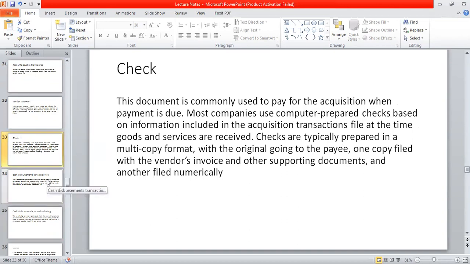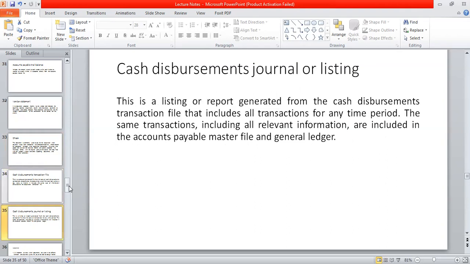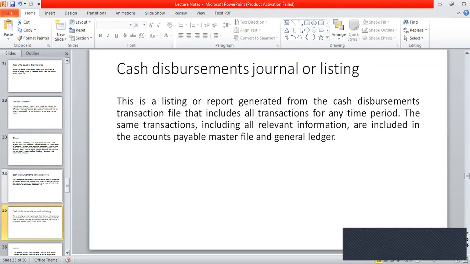And also checks, which are used as a payment, check requisitions, cash requisitions note. These are some of the documents which are used within this cycle.